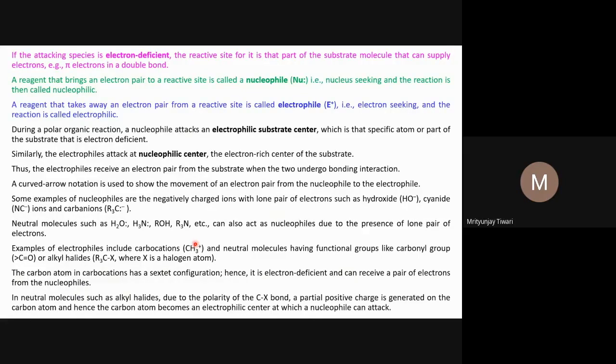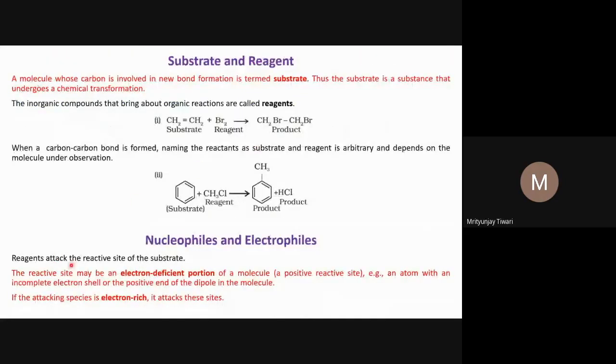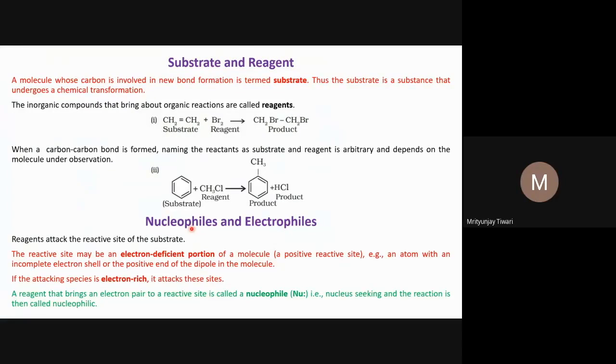Let us now see how the reagents attack the reactive sites of the substrate. The reactive site may be an electron deficient portion of the molecule, for example, an atom with an incomplete electron shell. Let us now get acquainted with two more terms, nucleophiles and electrophiles. Similarly, we will see more terms: nucleophilic attack, electrophilic attack, nucleophilic centers and electrophilic centers. So just first understand what a nucleophile is and what an electrophile is.